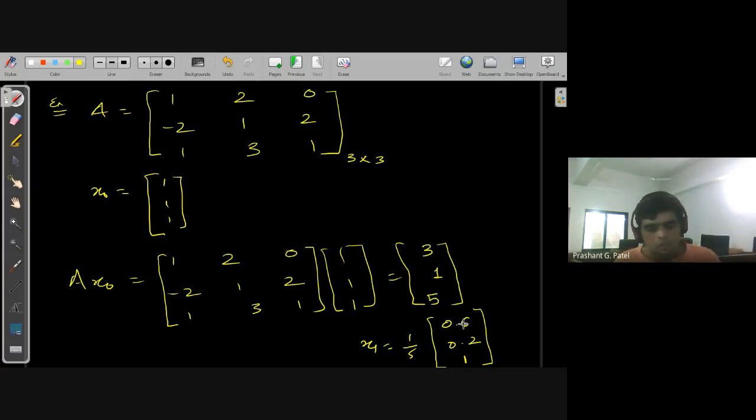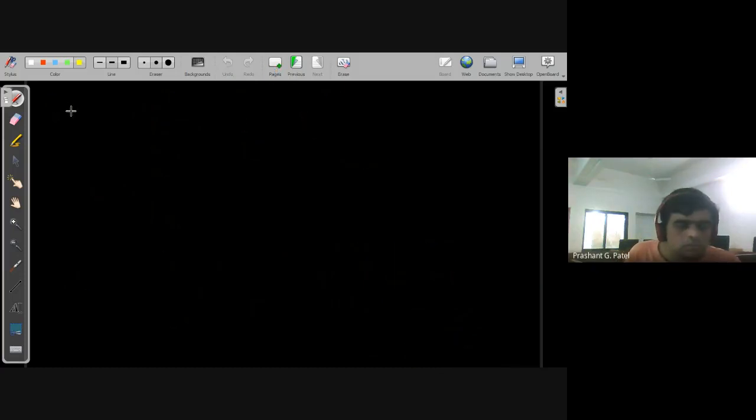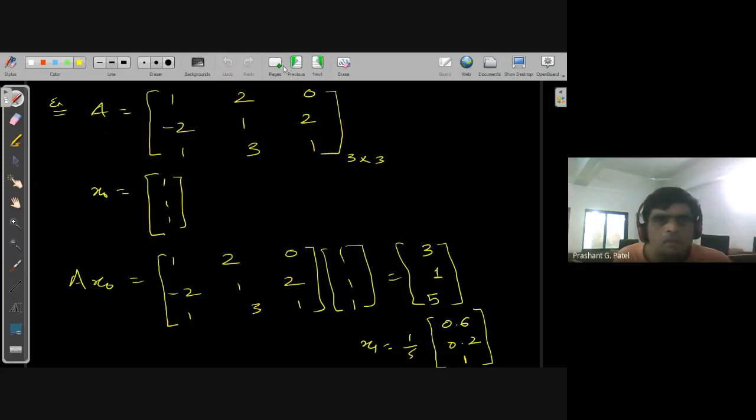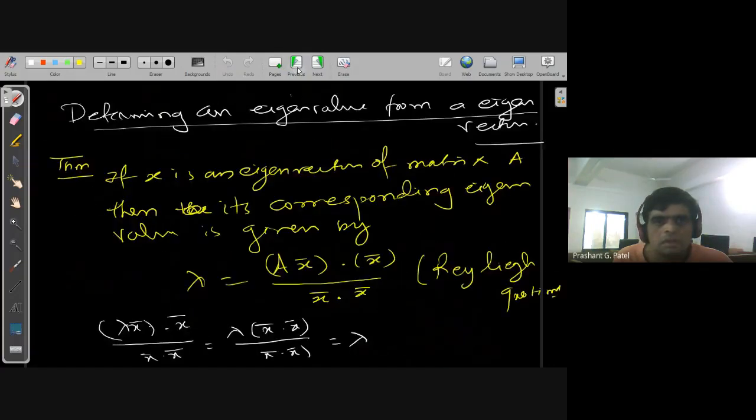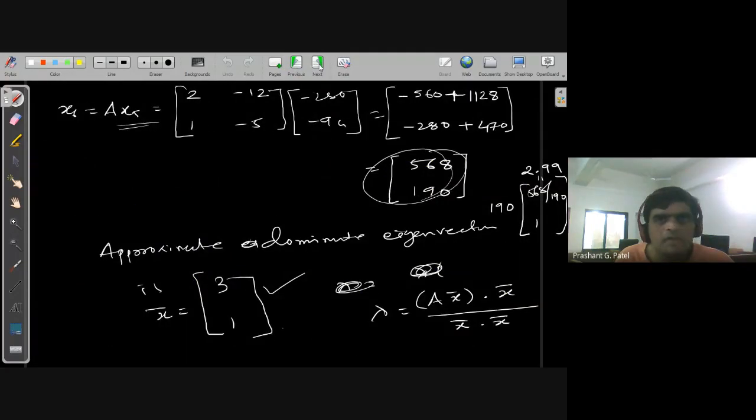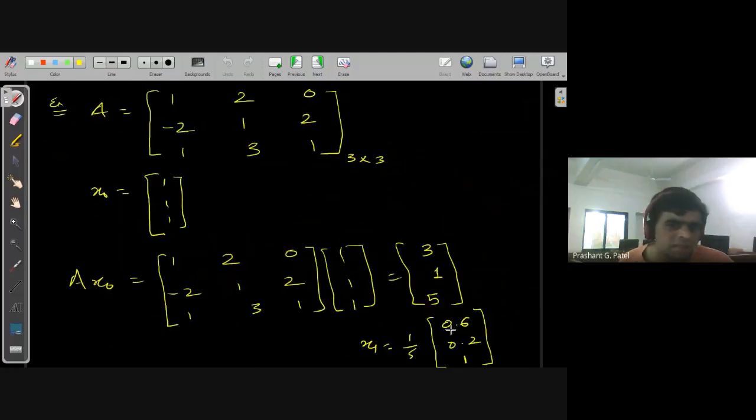eigenvector. Same way we'll calculate x2, that is A x1. Now in the previous example what we did, we used the same vector, but now we are using the scaling vector. So here the scaling vector is this 0.60, 0.2, 1. Either you can use this vector or this one. Both will give you the correct answer, meaning approximate. And this method which we are doing here will give me a more accurate result.